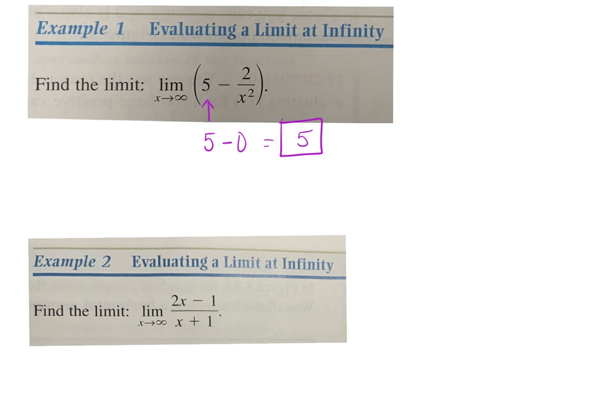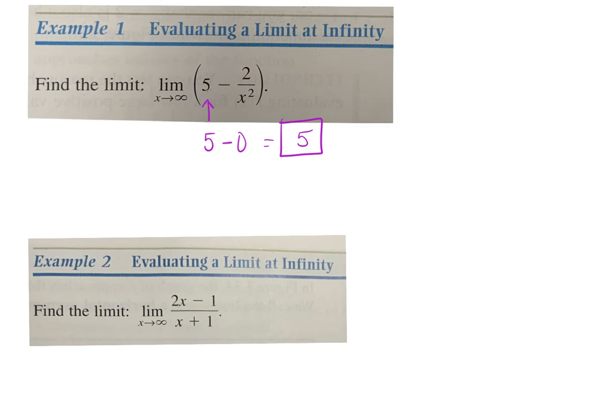Easy enough? Make sense? My constant's not changing. My denominator is getting infinitely larger. That piece is approaching 0. The 5 doesn't have an x in it to be even bothered by the x approaching infinity, so it stays 5. 5 minus 0, my limit is 5. Let's look at the next one, which is on the next page, example 2.